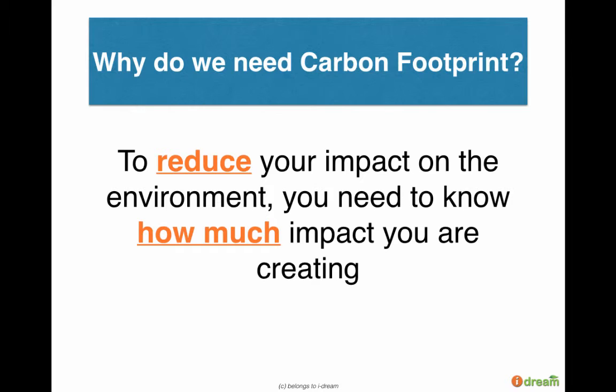Similarly, to reduce our impact on the environment in a logical manner, we need to first know how much exactly are we impacting our environment. Once we know that, it would be much simpler for us to reduce our impact.